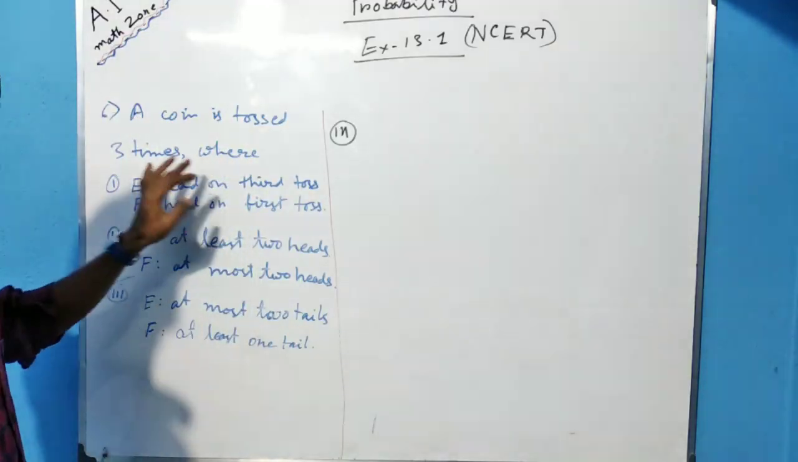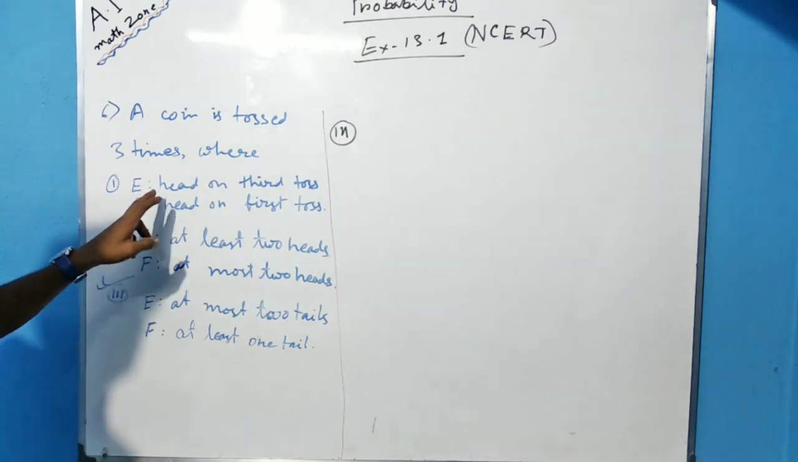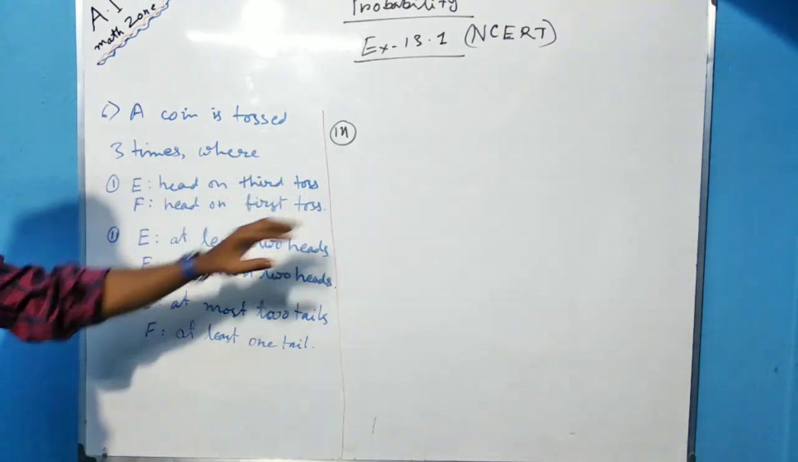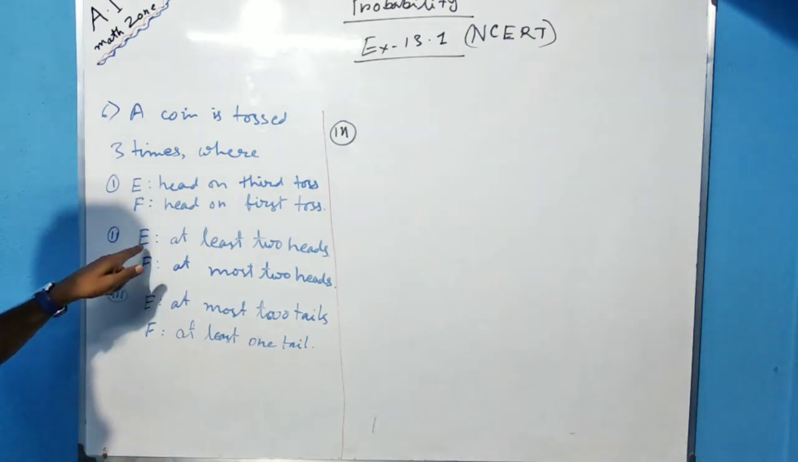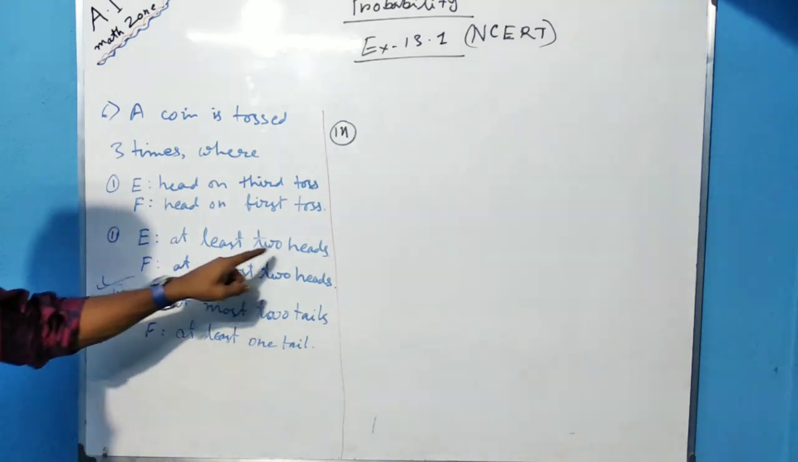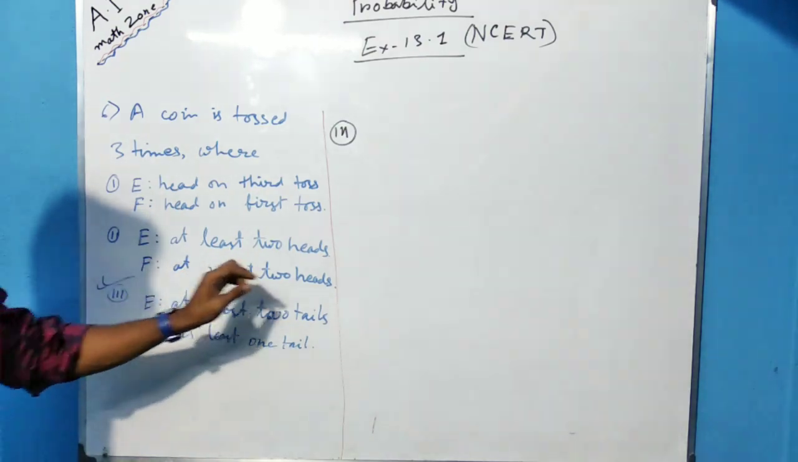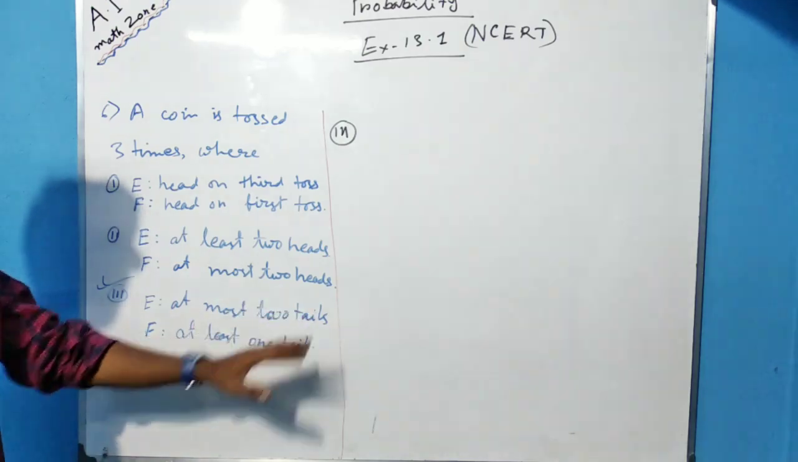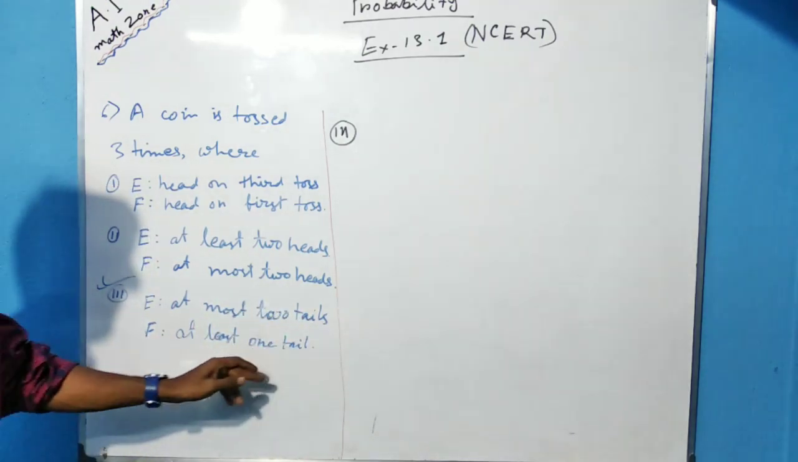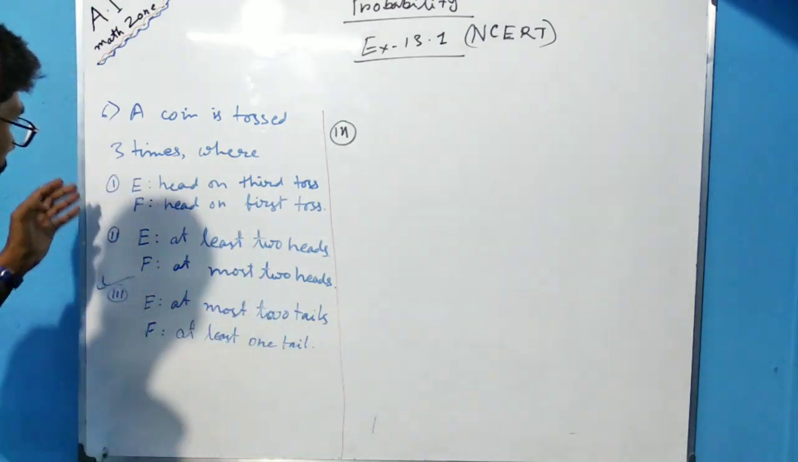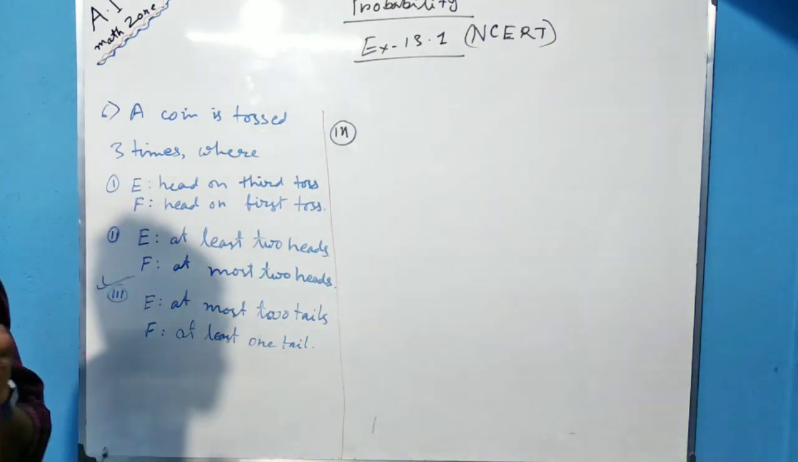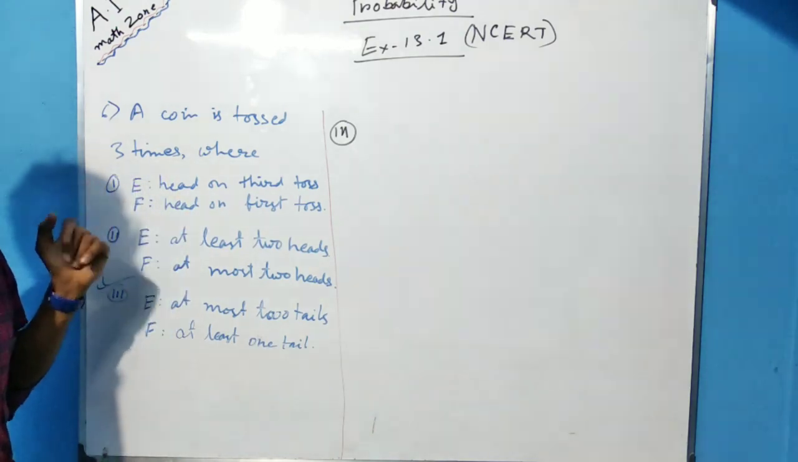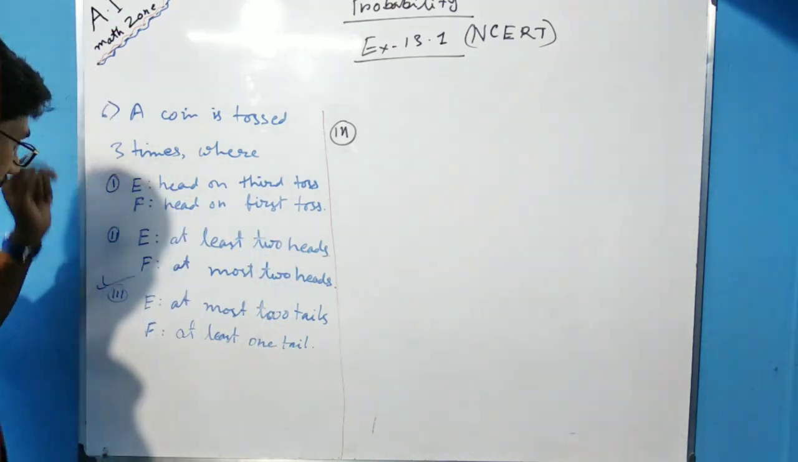A coin is tossed 3 times, where in number 1, E is the event head on third toss and F is the event head on first toss. In the second part, E is the event at least 2 heads and F is the event at most 2 heads. And the third one is E is the event at most 2 tails and F is at least 1 tail, right? So you have to find the conditional probability for each one, that means probability of E by F, right? The instructions are given before this question.